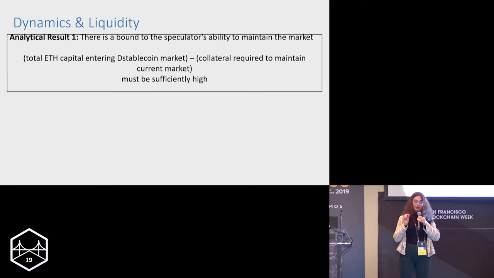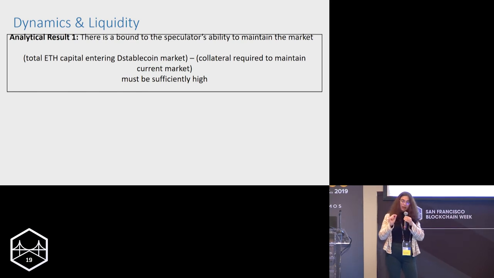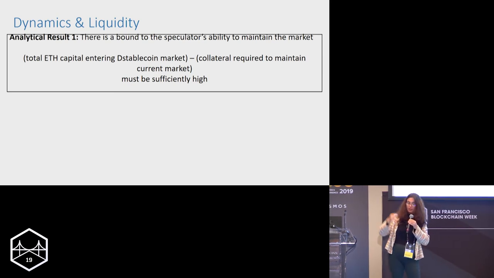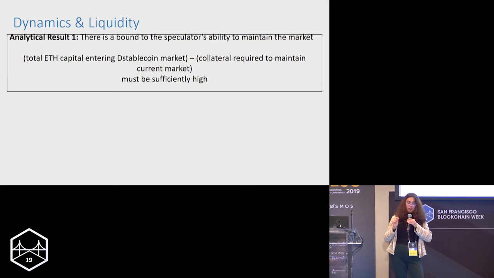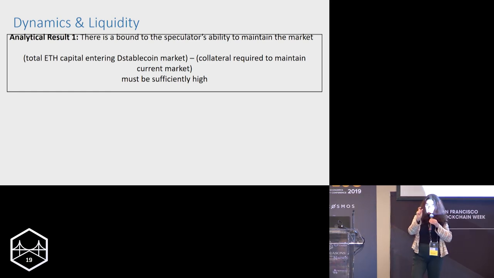So we have several results. Our first result is that there is a bound on the ability of a speculator to maintain the market. And we can find this with formulas that depend on the volatility of the underlying assets and on the beliefs of the speculators on the underlying asset. The bottom line is that you need to have a cushion. You need to have sufficient spread between the total ETH capital that agents are willing to put in the destablecoin market. And what I'm talking about is the capital of both speculators, but also the stablecoin holders, the other agents who also have the possibility to keep ETH as it is and not transfer it to the destablecoin market.